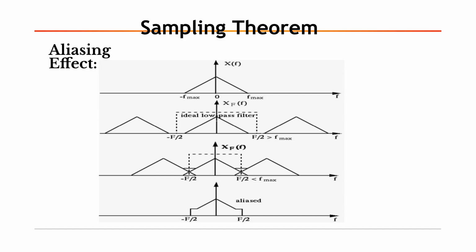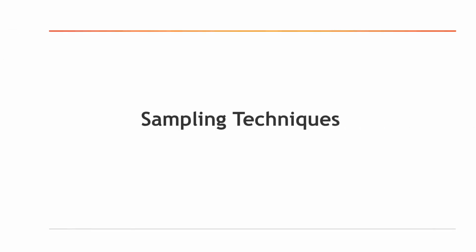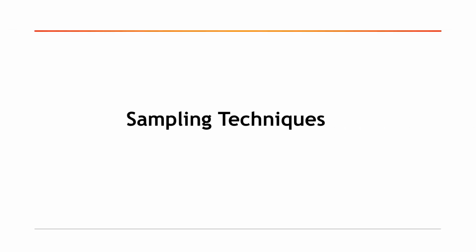Aliasing occurs when the sampling frequency is too low, leading to spectral overlap and distortion in the recovered signal, as seen in the undersampled scenario. Next, we will explore the different sampling techniques.